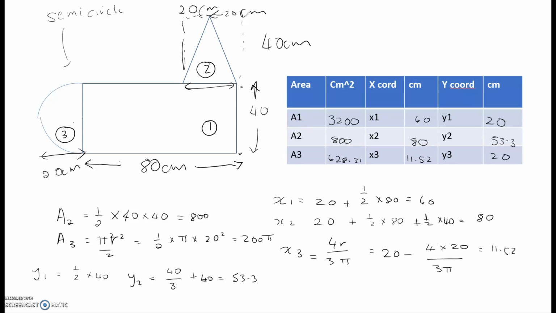Now, we've got all our numbers. All we have to do now is put them into the rule that says x bar is a1 x1 plus a2 x2 plus a3 x3 divided by a1 plus a2 plus a3, and if you do the number crunching, that's just over 56.